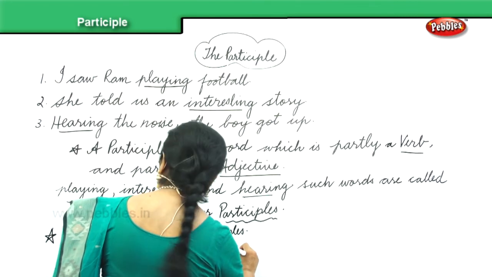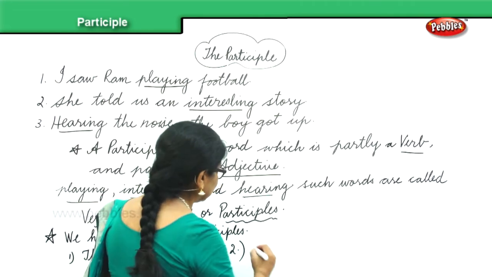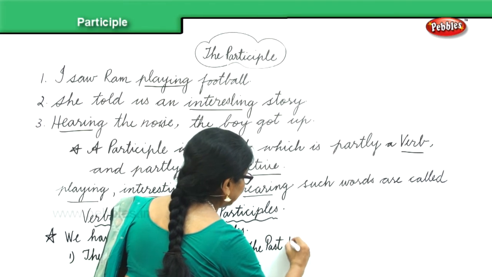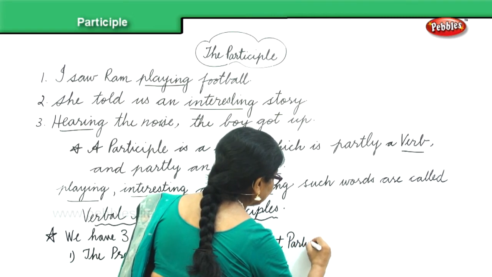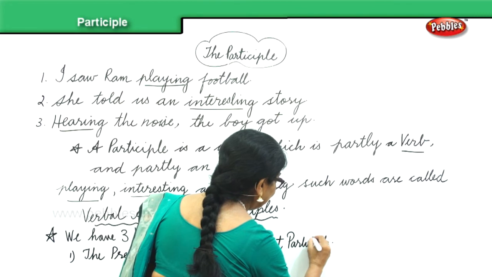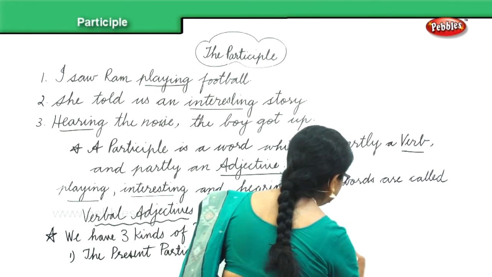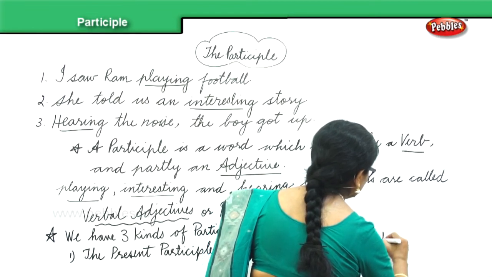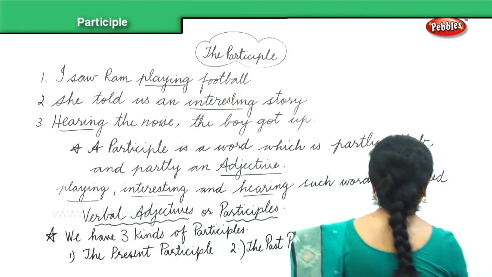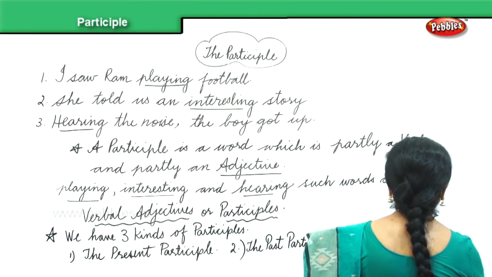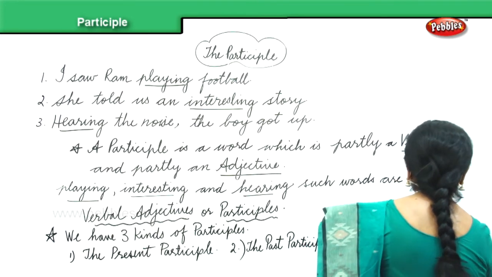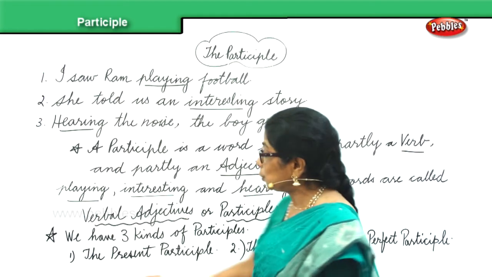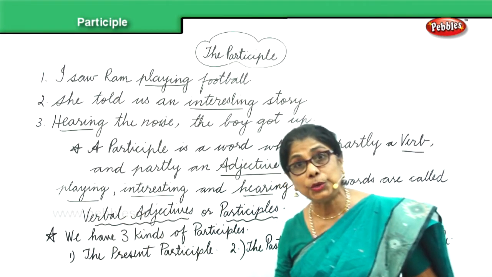And the second one we have is the past participle. And then the third one is the perfect participle. So we have three different types of participle, and each one you will learn as we go.